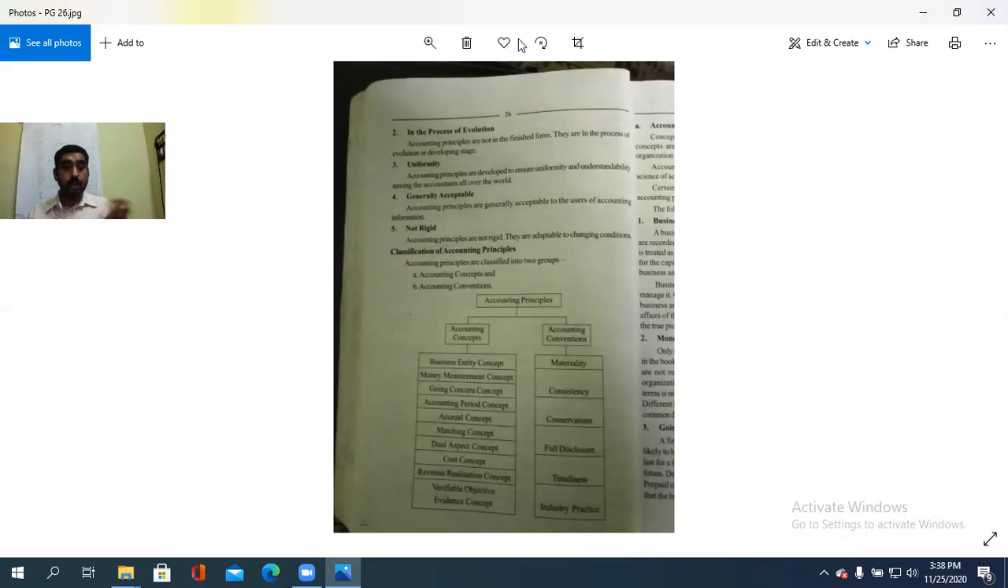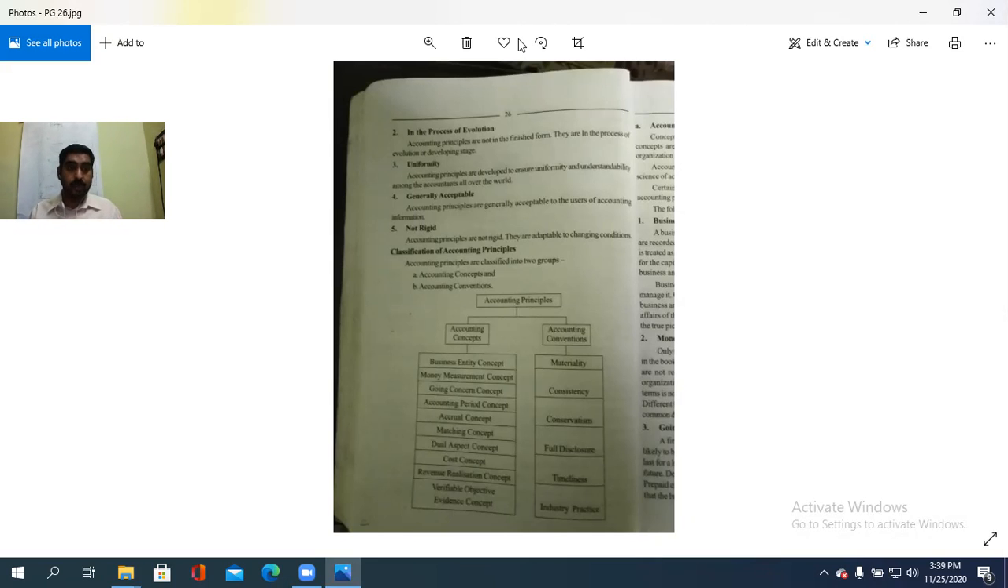Then we see the dual aspect concept. For every debit, there will be a corresponding credit. Every debit has a credit. That is the dual aspect. Then the cost concept means each and every cost should be recorded, not excluding any cost, so that the cost and profit can also be ascertained. That is the cost concept.